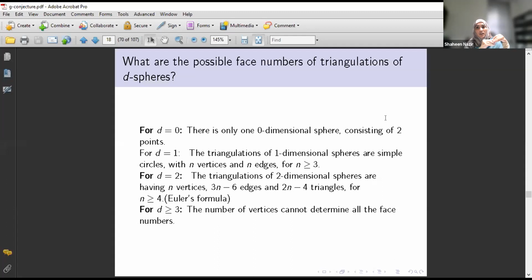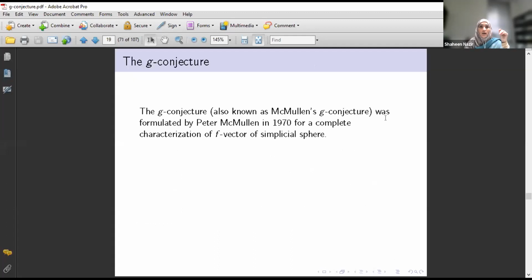Actually, this was a question posed by McMullen in 1970, and he worked out a few examples. This is known as the McMullen g-conjecture, or the g-conjecture, formulated by Peter McMullen for the complete characterization of f-vectors of simplicial spheres. A simplicial sphere you can consider, for example, as a triangulation of a sphere.